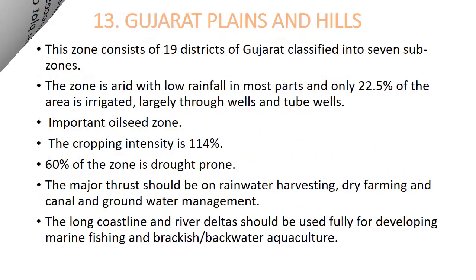Next, Gujarat Plains and Hills. It consists of 19 districts of Gujarat and is classified into 7 subzones. This zone is arid with low rainfall in most of the parts, and 22.5% of the area is irrigated, largely through wells and tube wells. It is an important oilseed zone. Cropping intensity is 114%. Drought prone area is 60%. The major thrust should be on rainwater harvesting and dry farming, canal and groundwater management. The long coastline and river delta should be used fully for developing marine fishing and brackish aquaculture.